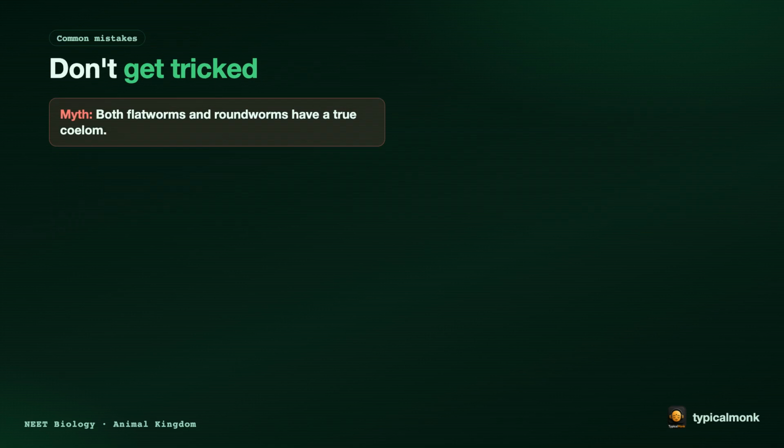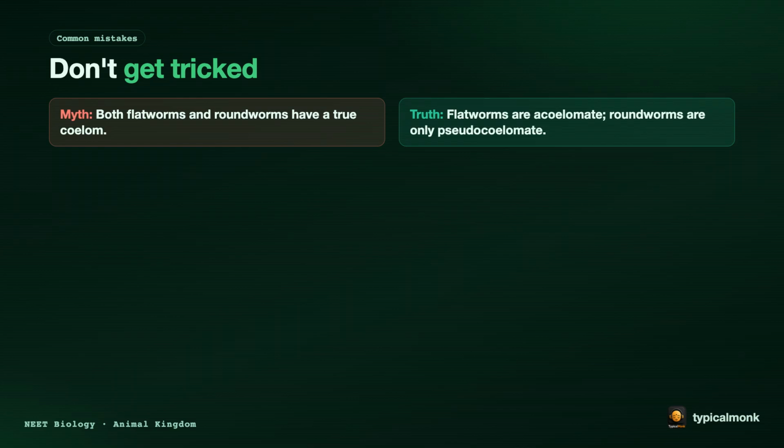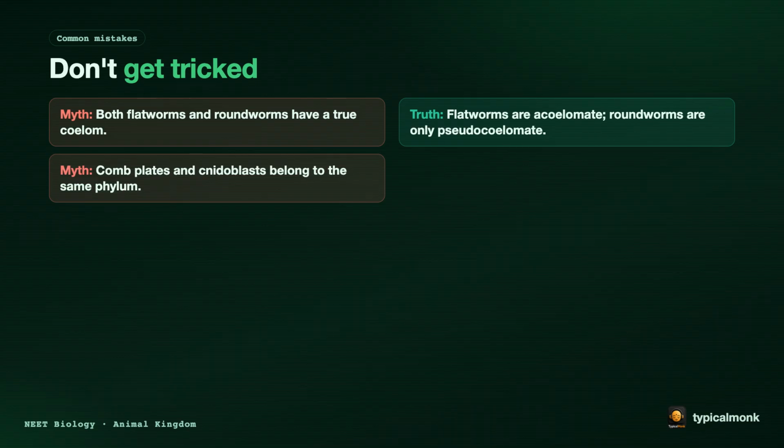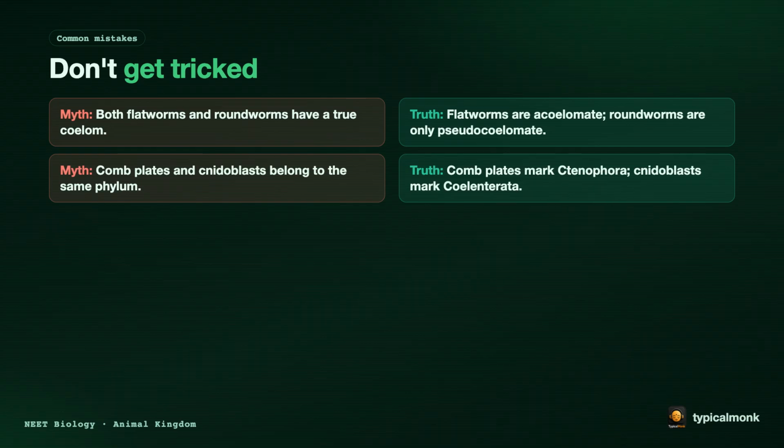Now, let's clear the mistakes students fall into. Myth: both flatworms and roundworms have a true coelom. Truth: flatworms are acoelomate. Roundworms are only pseudocoelomate. Myth: comb plates and cnidoblasts belong to the same phylum. Truth: comb plates mark Ctenophora. Cnidoblasts mark Coelenterata.